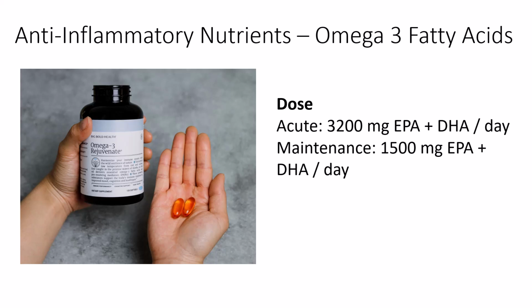With regard to dose, if you suffer acute pain, take 3,200 milligrams of EPA and DHA daily. EPA and DHA are two types of omega-3 fatty acids that will always be shown on the label of a decent fish oil product. A good maintenance dose is 1,500 milligrams of EPA plus DHA daily. It's best to test your omega-3 level to know what your level is. This gives better guidance for dosing in the long run.